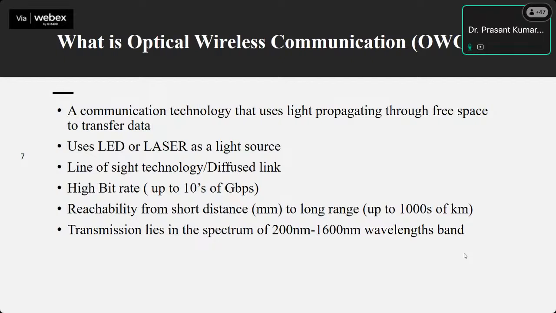So this technology can go with a point-to-point or a diffuse link, and it can support very high bit rates of a few tens of gigabits per second. The reachability ranges from millimeters to thousands of kilometers. So it can be used for optical interconnects like chip-to-chip communication, inter-satellite communications, or satellite to space or ground station to space communications. The transmission spectrum ranges from 200 nanometers to 1600 nanometers.